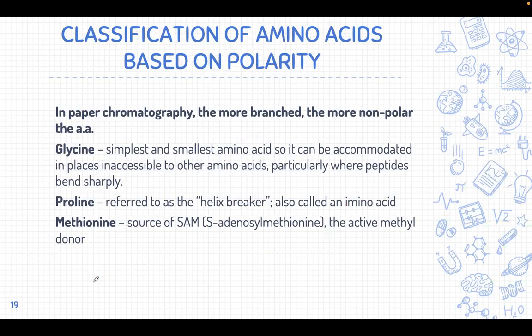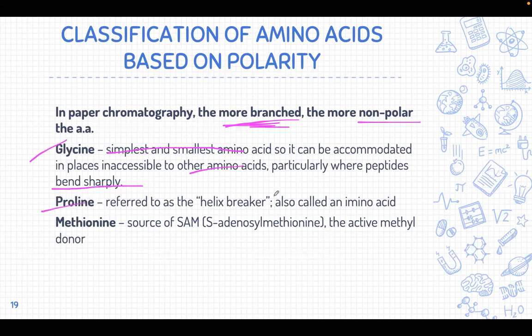And then in paper chromatography, the more the branch, the more the non-polar yung amino acid. The more na mas branch yung amino acid, the more na non-polar siya. Example nun, si glycine. It is the simplest and smallest, so it can be accommodated in places inaccessible to other amino acids, particularly where peptides bend sharply.